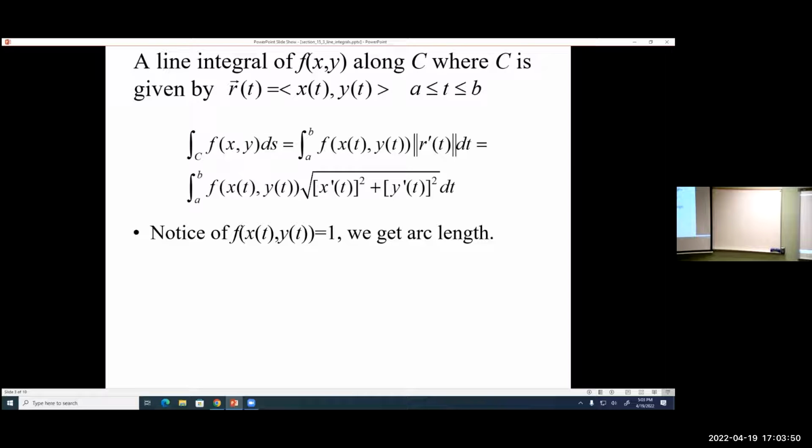Something important I want you to notice, if this function here were set to 1, then really all we have is arc length. So basically what we're doing is we're integrating a function over the length of the arc. So if our function was density, then what we would be measuring is the total mass of that rod or a wire that goes along the curve.